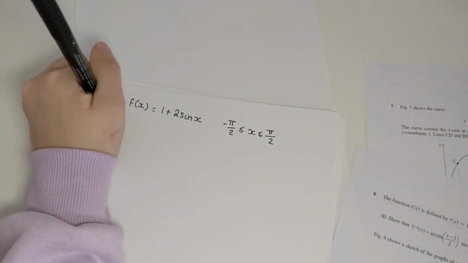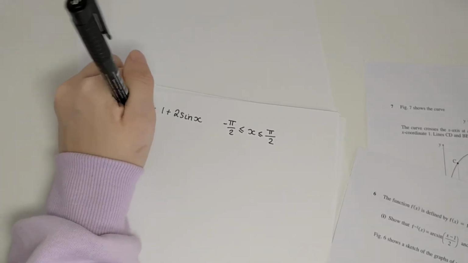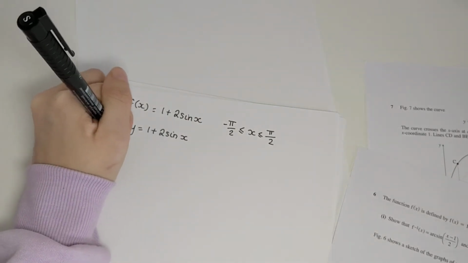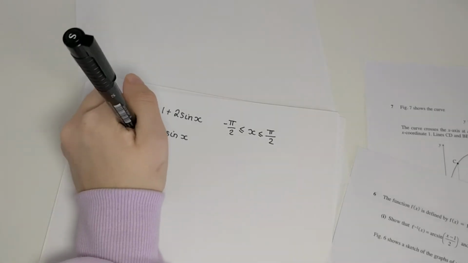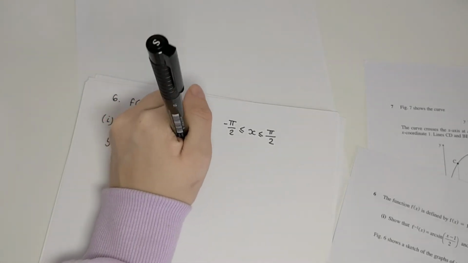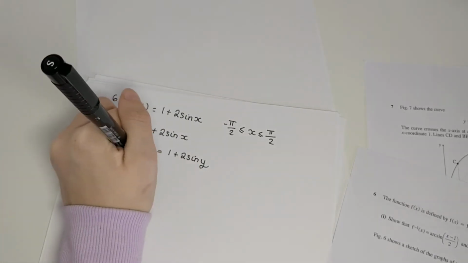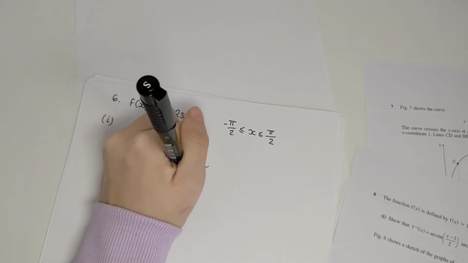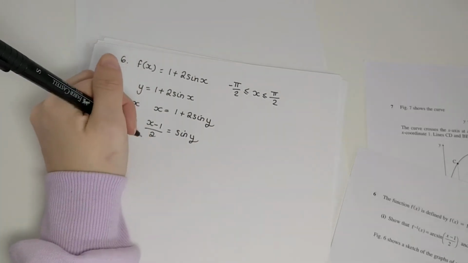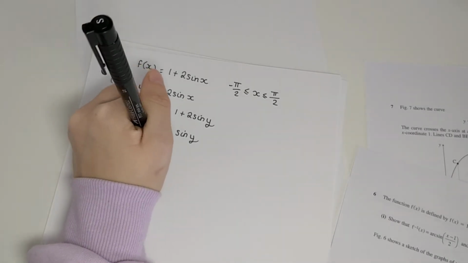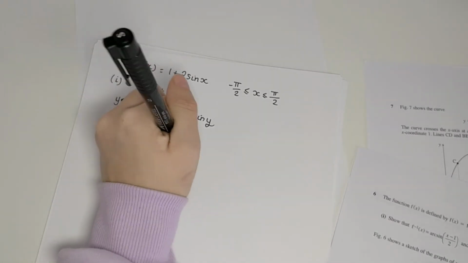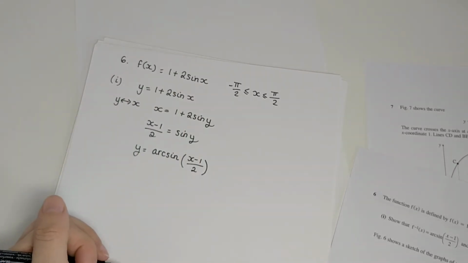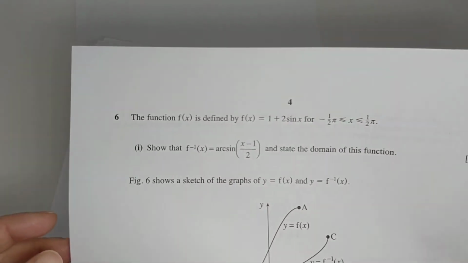Inverse, okay. So to find the inverse, I'm going to write y equals 1 plus 2 sine x, and then I'm swapping the y and the x around. So x equals 1 plus 2 sine y. So now I've got to make y the subject. So I'll inverse sine it. I should probably write arc sine. Like that. Oh yeah, they gave us the answer.